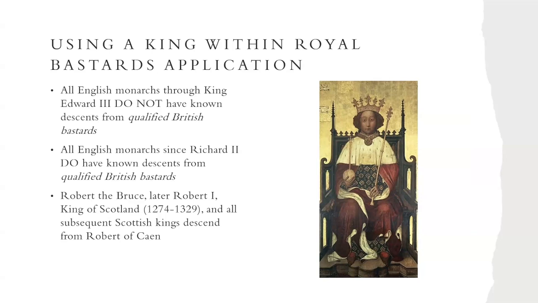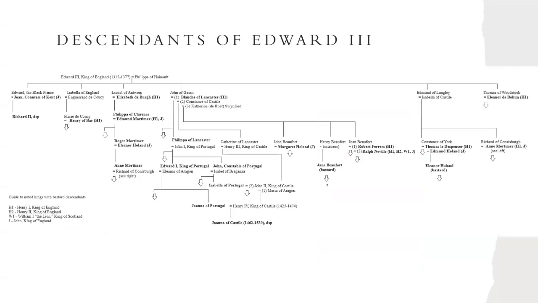Before showing the next two charts, I'd say that all English monarchs through King Edward III do not have known descents from qualified British bastards. All English monarchs since King Richard II and all Scottish monarchs since Robert the Bruce, later King Robert I, do have descents from qualified British bastards. However, for the descendants of King Edward III, it's not as simple as his wife Philippa of Hainault having a bastard in her ancestry, as she likewise had no known qualified British bastards in her ancestry.